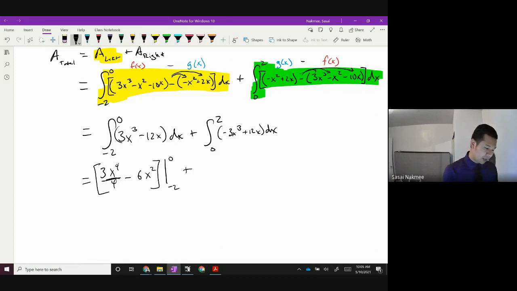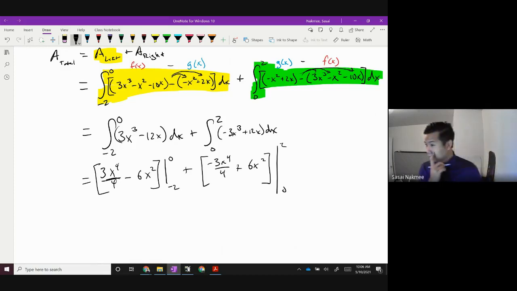plus this one over here, which is going to be this one again. Negative 3x to the fourth over 4, right? Plus 6x squared, evaluated here from 0 to 2. Okay, then we have to plug in those values and evaluate it out.